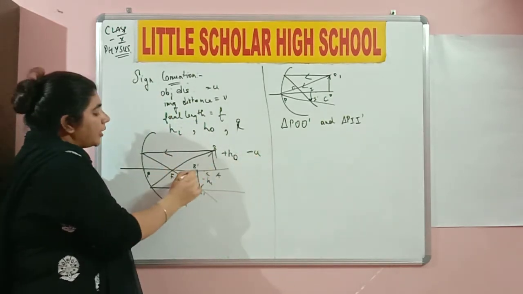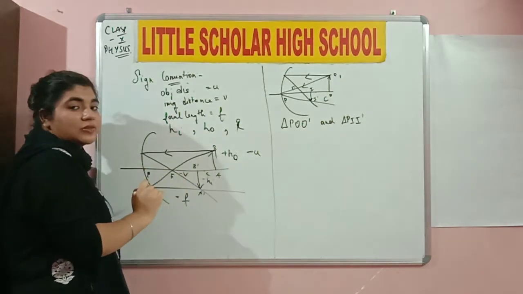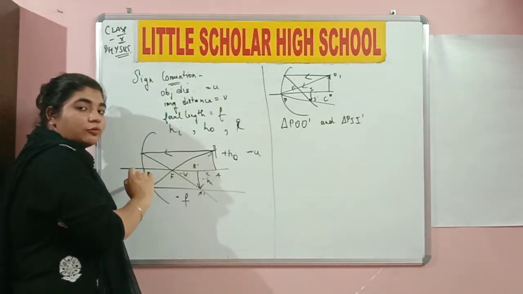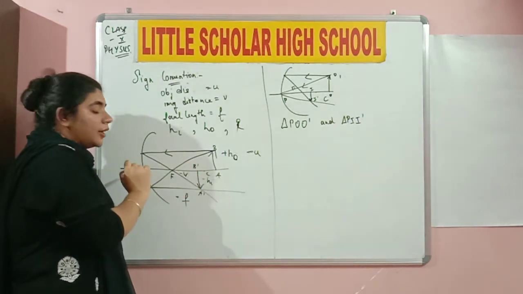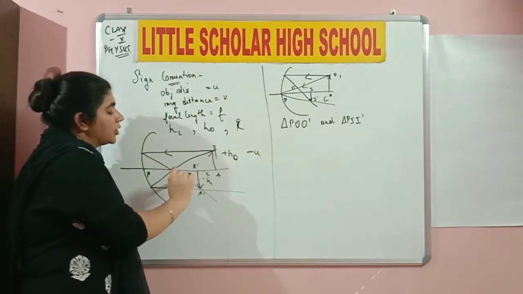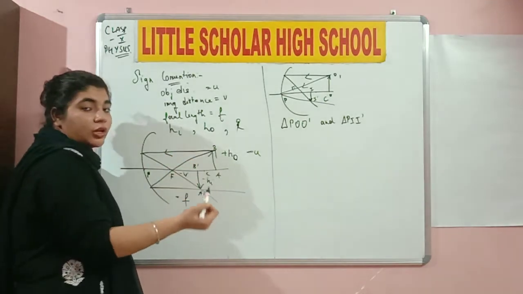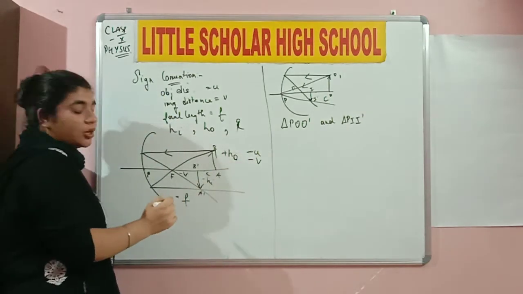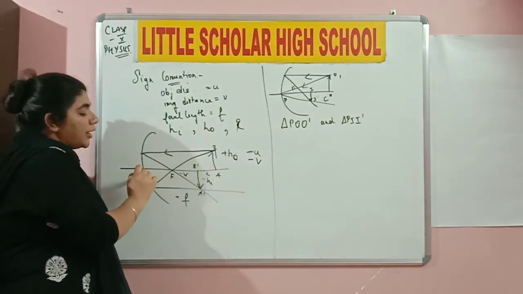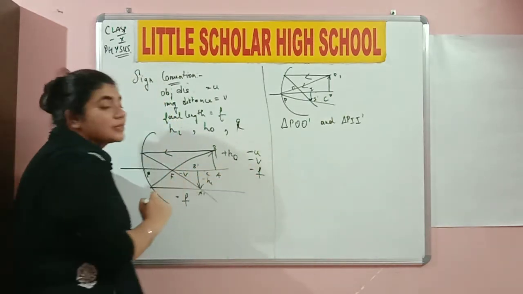Similarly, my image is formed on this side again and I want to measure the image distance. Again, I need to start from where? Should I start from here or from the pole? I need to start from the pole. When I start measuring the image distance, I am going against the incident light again. So that is why the image distance is also going to be negative. Look at the focal length. Again measured from the pole. So that is why the focal length is also negative in this case.